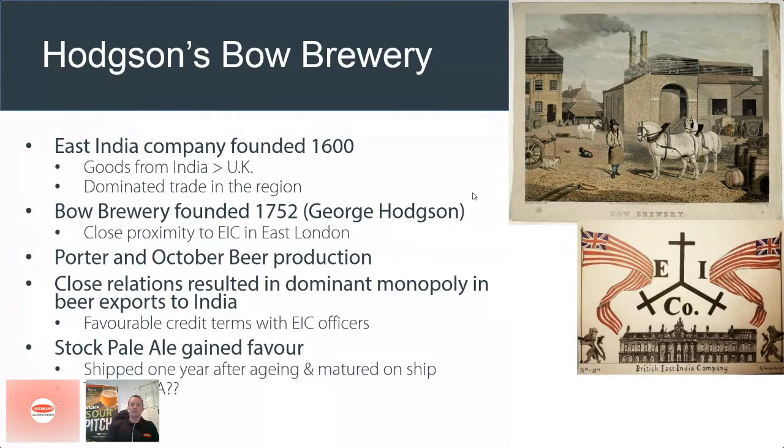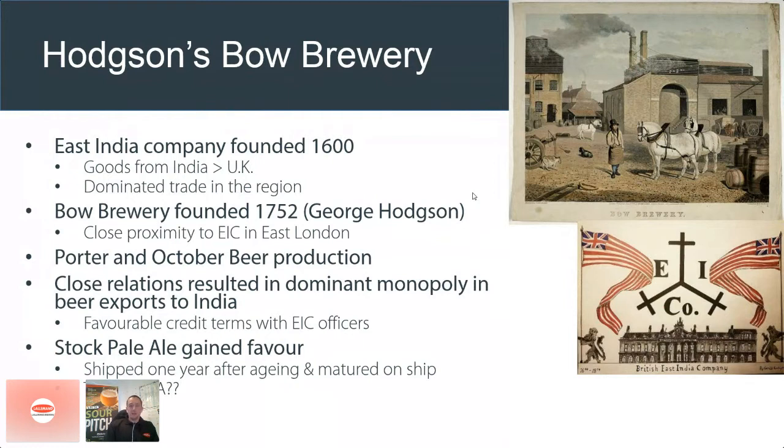Initially, they were concerned in spices, in textiles like cotton, silk, tea. Also, and certainly the darker side of this story of trade and colonization was opium and slave trafficking as well. But they were obviously crucial to any exports to India. And this is where the story of George Hodgson comes in and the Bow Brewery.